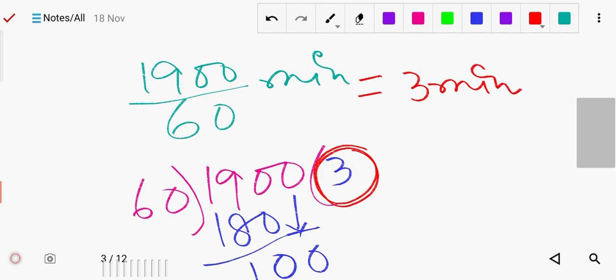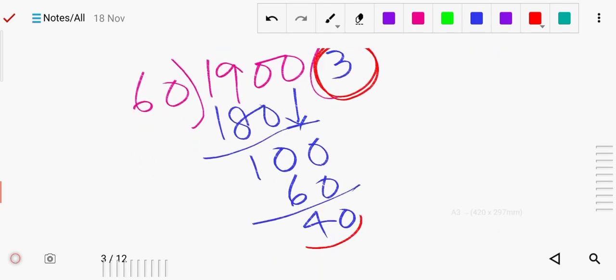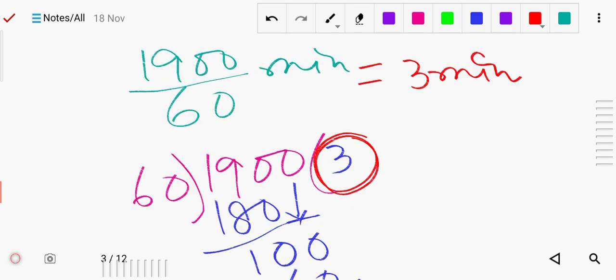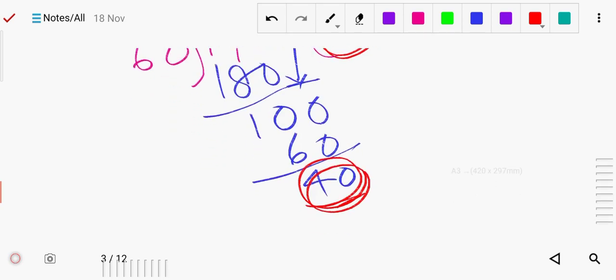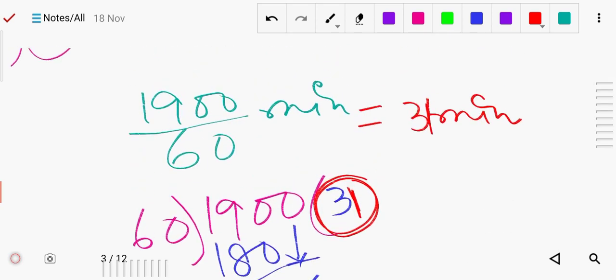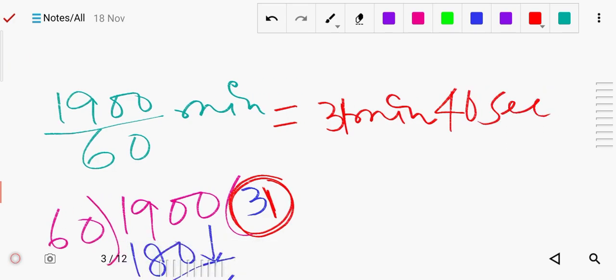Now whatever is left, this 40, you can see this one. Sorry, here I made a mistake. It is actually 31. So it is 31 minute. And now this remainder side is your second. So 31 minute and 40 second. Okay, so 40 second is the answer.